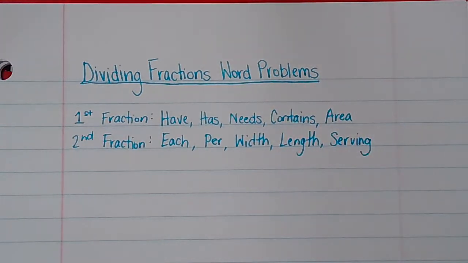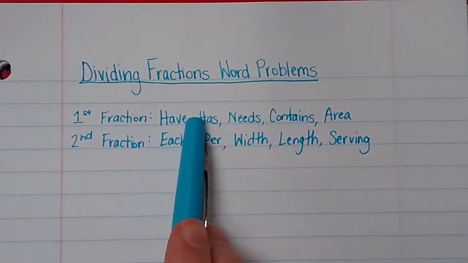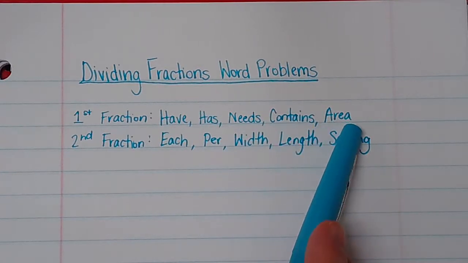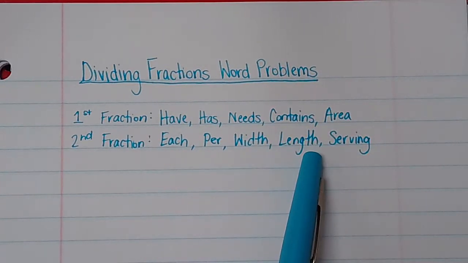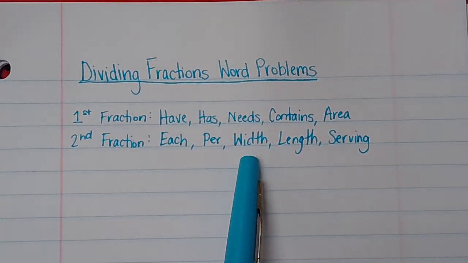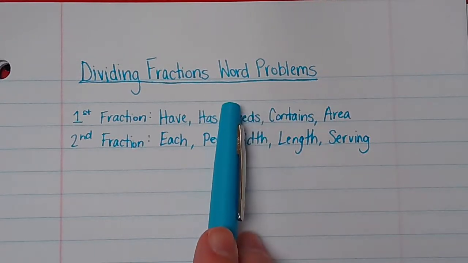Okay, so if you see those words in the problem next to a fraction, it means that fraction is going to go second. So even if you don't have any of these words up here listed, if you see these words listed, then you know that fraction has to go second. So then whatever the other fraction is has to go first.